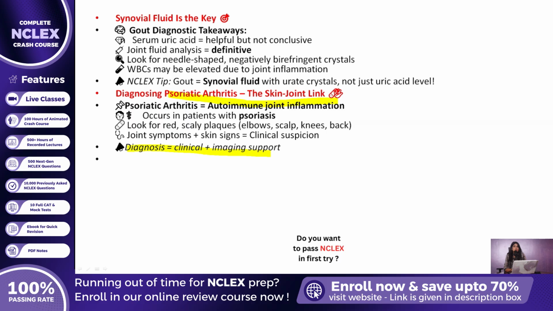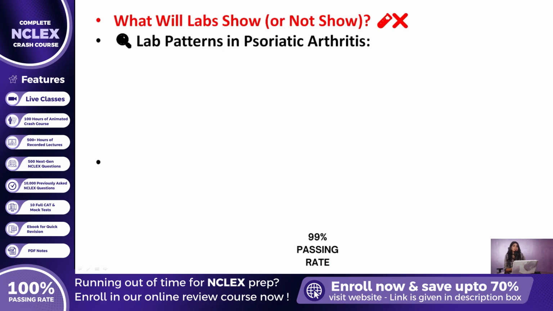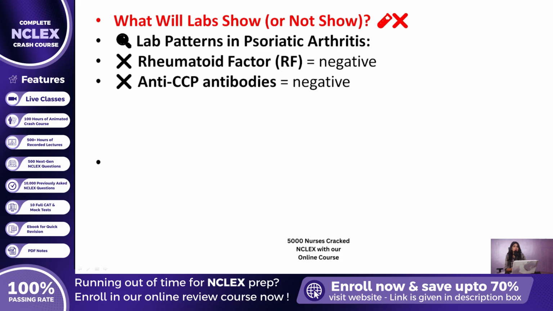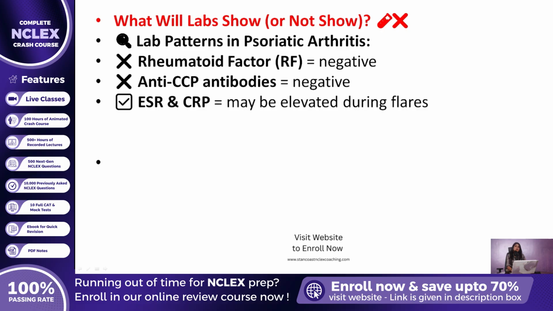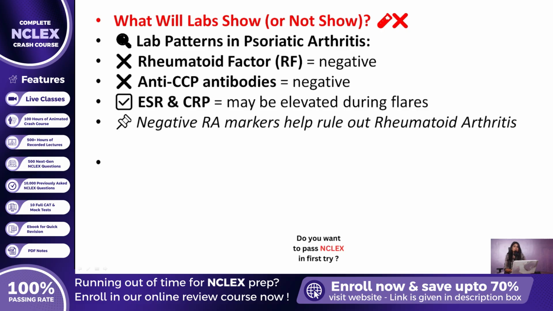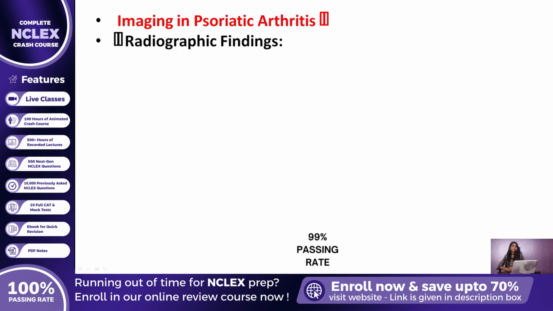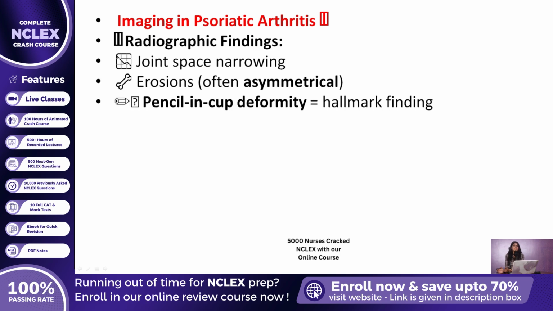When it comes to lab work, one of the biggest clues is what you do not find. Rheumatoid factor and anticyclic citrullinated peptide antibodies are usually negative, and that helps us rule out rheumatoid arthritis. However, inflammatory markers like erythrocyte sedimentation rate and C-reactive protein may be elevated, especially when the disease is active. On imaging, we may see joint space narrowing and erosions, often in an asymmetric pattern.